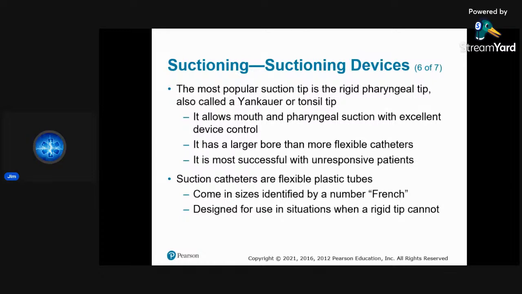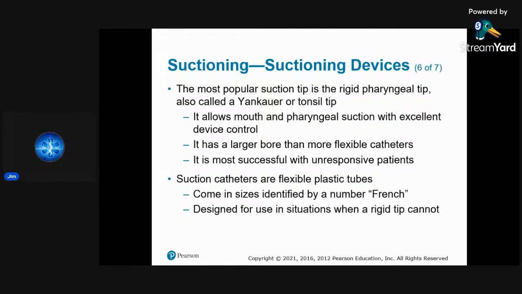The most popular suction tip is a rigid pharyngeal tip, or we call them Yankauers or tonsil tips. It allows mouth and pharyngeal suctioning with excellent control because it's a stiff device. It has a larger bore than most of the flexible catheters, and it is most successful when used on unresponsive patients.